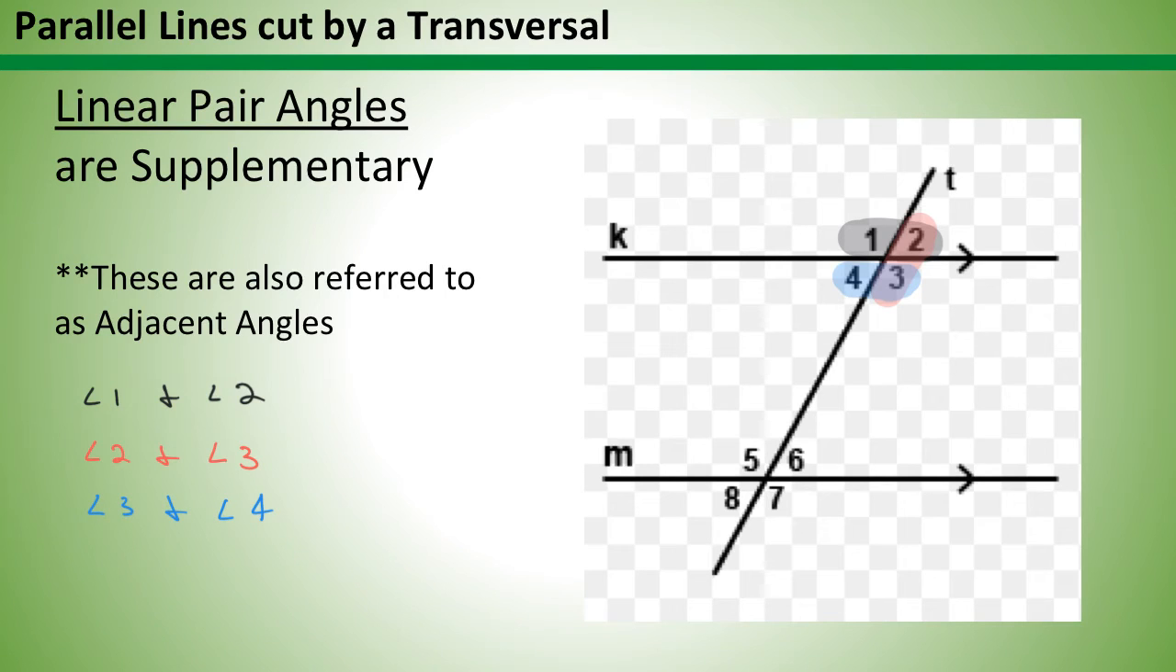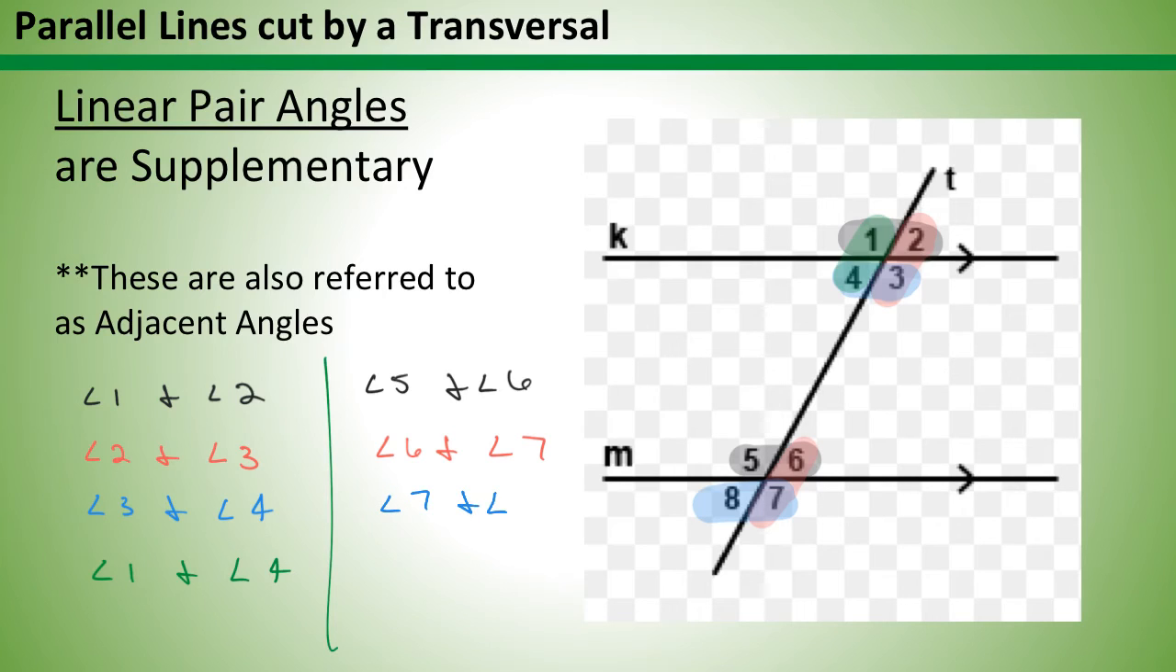And then 1 and 4 are also a linear pair. And then there's going to be 4 more on this bottom cluster that we have down here. So angle 5 and 6 are also a linear pair. Okay, 6 and 7 are a linear pair. And then 7 and 8 are going to be a linear pair. And then also 5 and 8 will be a linear pair.